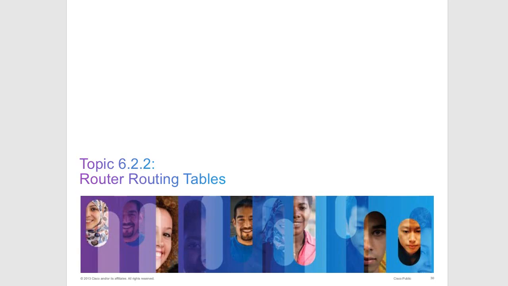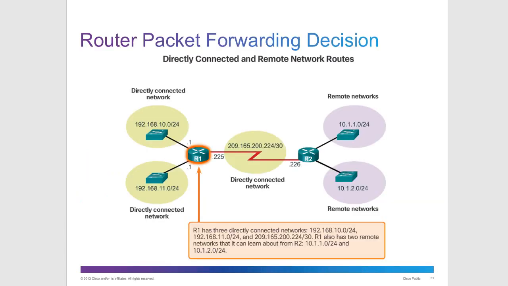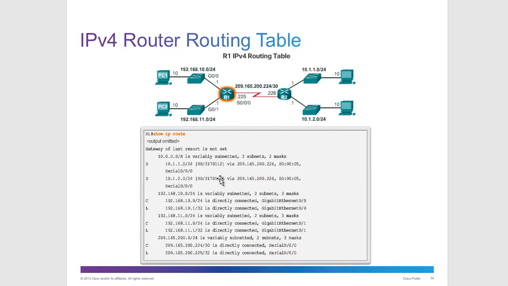Alright, router routing tables, which is what we're more concerned with here. With your routers, you will have entries in the route table that are directly connected to your router. You'll also have networks in the routing table that are dynamically learned. For R1, you've got a few directly connected networks: the 192.168.11.0 network, the 192.168.10.0 network, and the 209.165.200.224 network over here. How that shows up in your routing table, you have it down here.